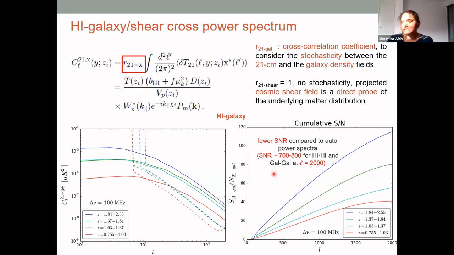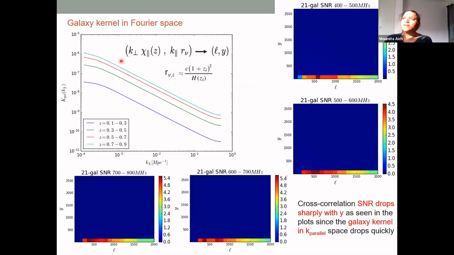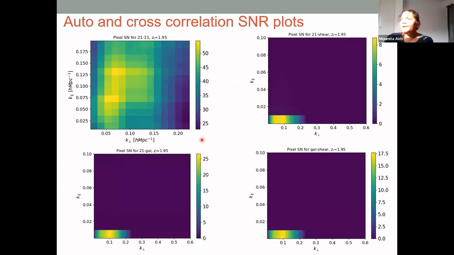The reason for the decrease in signal to noise is because of what the galaxy kernel, or the shear kernel, looks like in Fourier space. You can see that it actually falls off quite quickly in k-parallel space. So when you're doing the cross correlation with galaxy and 21 centimeter, that is why your signal actually falls quite quickly.